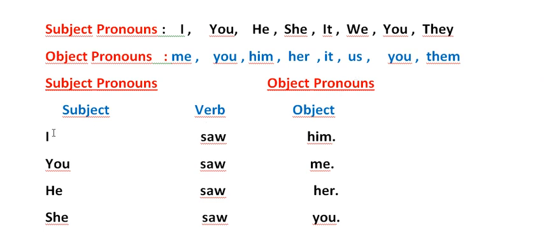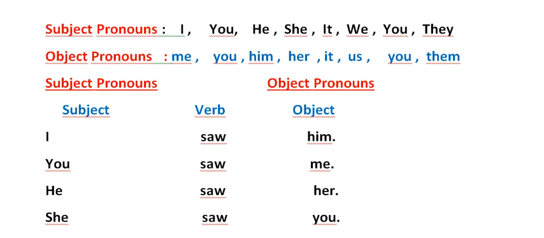So what's the subject? The subject does the action. For example, I saw. Who saw? I saw. I do the action. And what's the object? The object receives the action. I saw him. So we don't say I saw he. I saw him. So as you know, when we form a sentence in English, first we write the subject, then the verb, then the object.